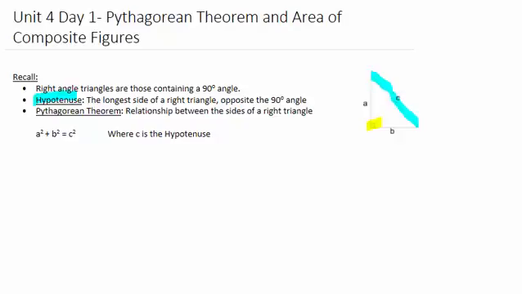So now with those two terms, we can learn about the Pythagorean theorem, which is a relationship between the sides of a right triangle. And it's stated as this: a squared plus b squared equals c squared. And c is the hypotenuse. So it's telling us that the length of a squared plus the length of b squared is always going to give us the length of c squared.